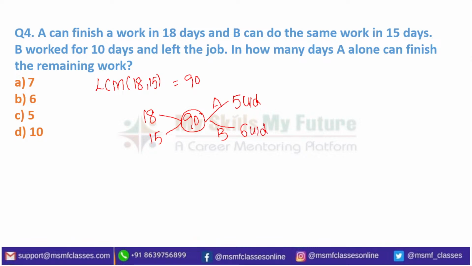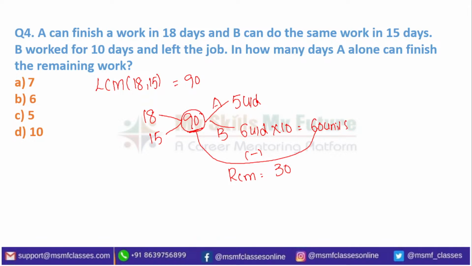The work is started with B, who worked for 10 days. One day's work is 6 units, so 10 days' work is 6 into 10, which is 60 units, completed by B alone. Whenever 90 units occur, the work will be completed. The remaining part of the work is 90 minus 60, which is 30 units. These 30 units of work should be done by A.